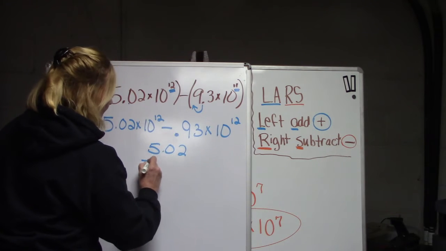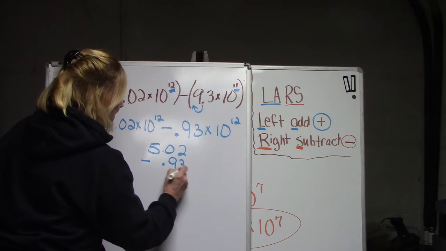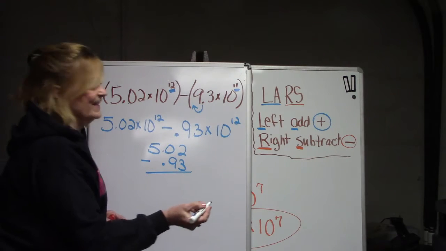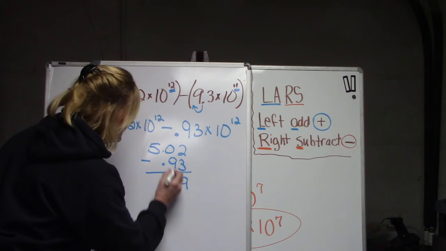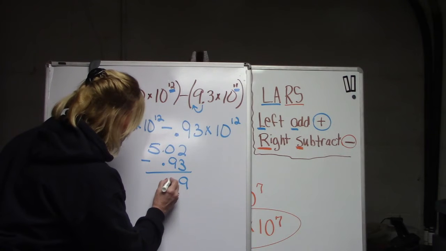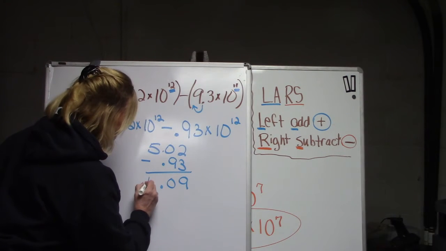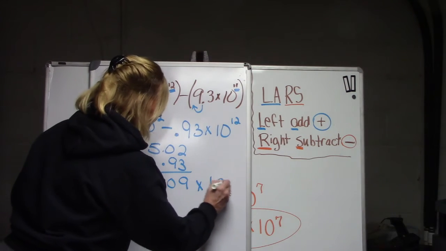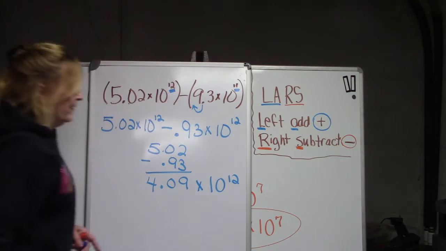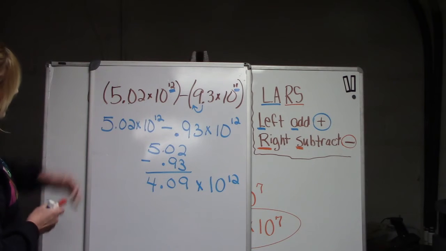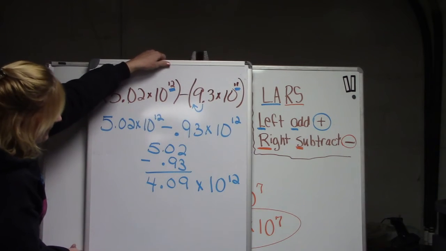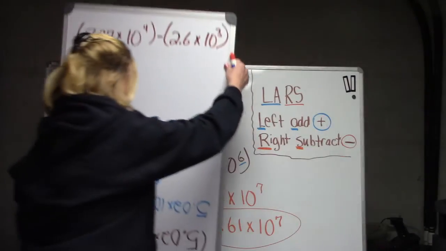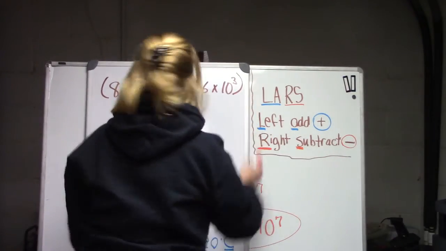Now I've got base 10 to the 12th power, base 10 to the 12th power, and now I can subtract my numbers. All right? You guys punch this in your calculator. You know how to do this. And all of this times 10 to the 12th power. All right? Very good. Let me flip this around. And we'll try one more.